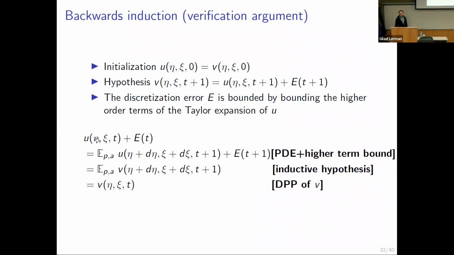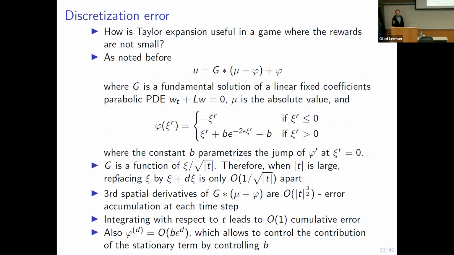So just to see this, the first equality comes from the PDE because U has been chosen as a Taylor approximation of this guy, by the PDE solution. From this line to this line, we go by inductive hypothesis, and then here we go by the dynamic programming formulation of V, okay? And so you may ask, I haven't done rescaling, so how is the Taylor expansion useful in a game where the rewards are not small?